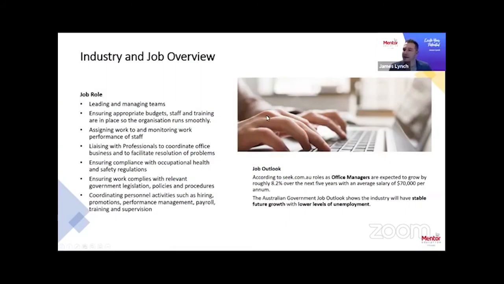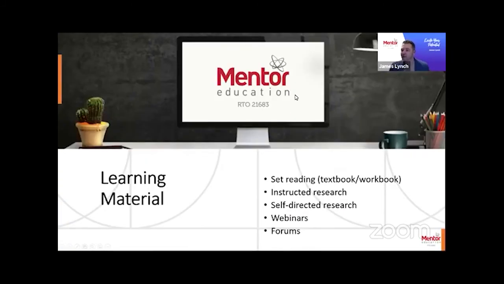Talk a little bit about the learning material itself. So leadership and management, how is it brought to life? Okay, so there's a range of learning materials that students experience through our learning management system. So we have set reading, textbooks, workbook. In this course, we also have academic articles that we look at.